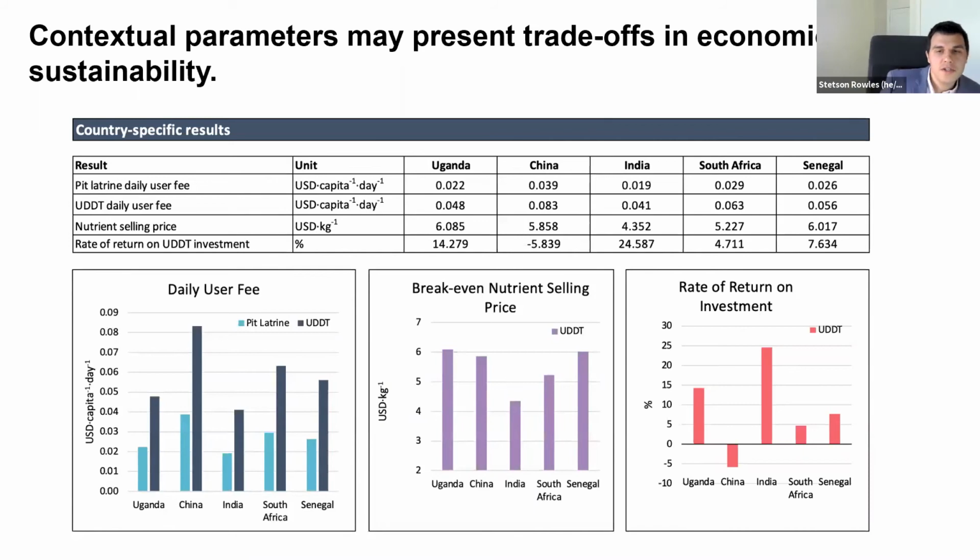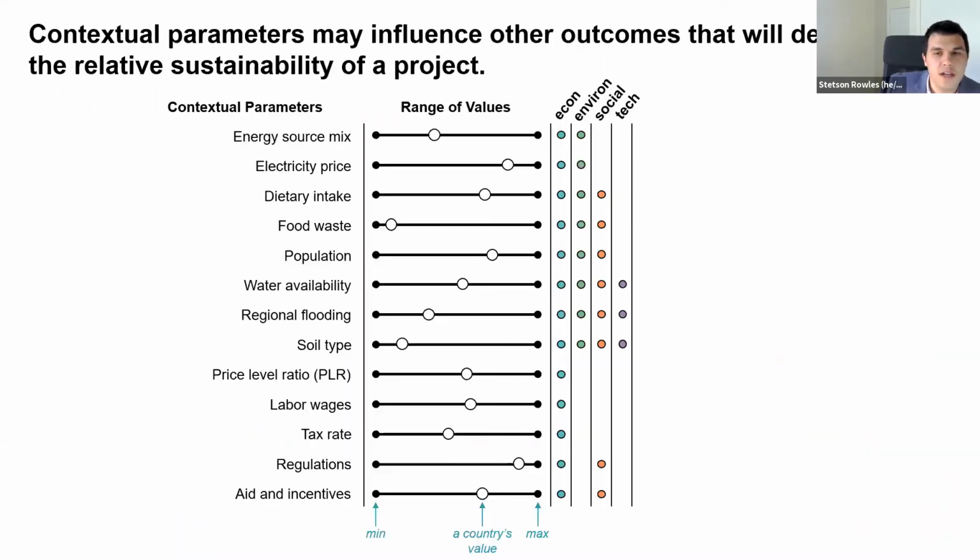So to summarize, you can see that across these cost outcomes, the results can vary among these different countries. And what makes financial sense in one country may not make sense in another country. So there are some trade-offs between these countries here. And context matters.